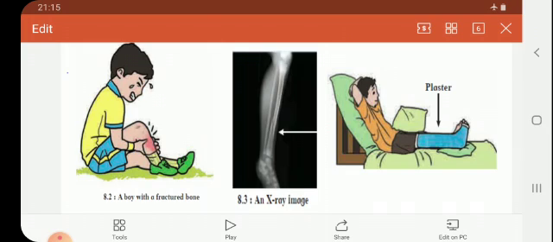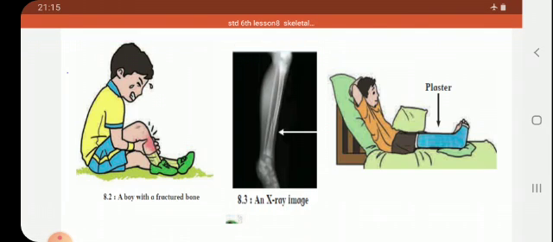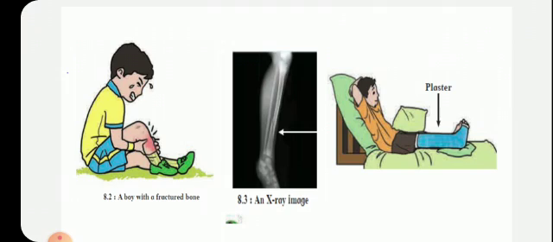After going to the hospital, a doctor takes the image of that part which is swollen, that is called an X-ray. He takes the image to find out what happened to the internal part, that is called an X-ray. Do you know, children, who discovered the X-ray? X-rays were discovered by Wilhelm Conrad Röntgen.